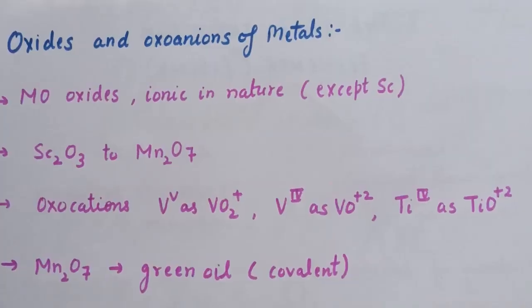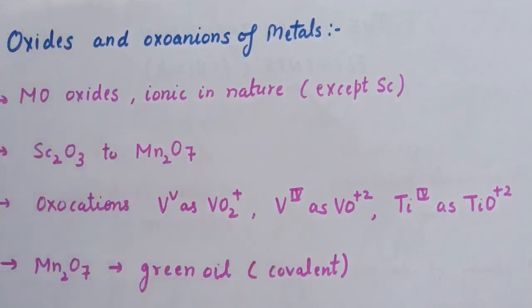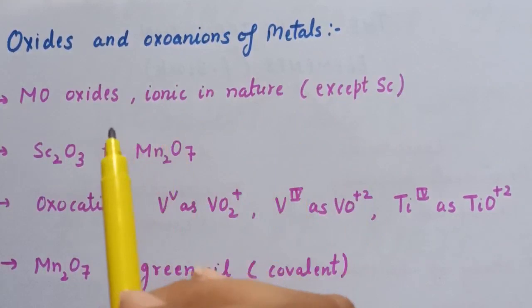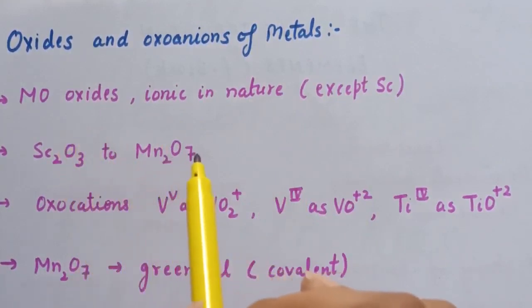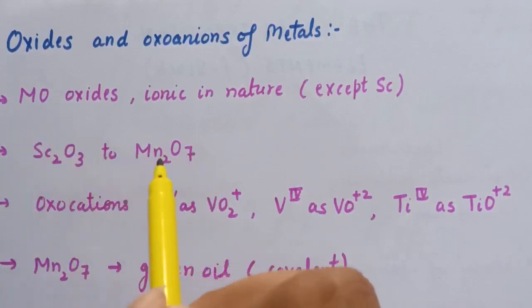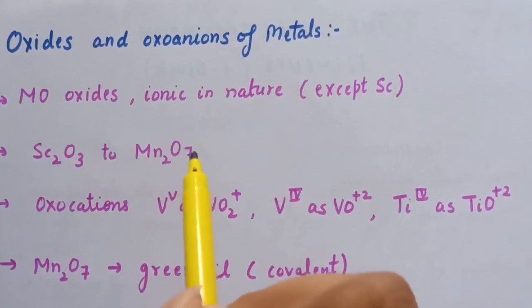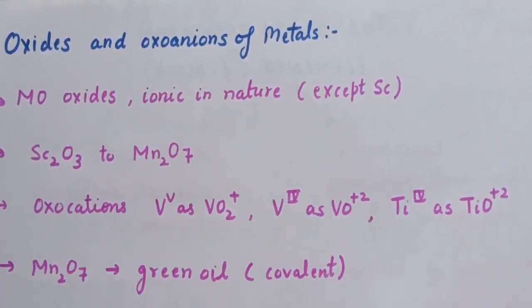Next topic is oxides and oxoanions of metals. Oxides are generally formed by the reaction of metals with oxygen at high temperature. All the metals except scandium form MO type of oxides, and they are ionic in nature. The highest oxidation number in the oxides coincides with the group number and is attained from Sc2O3, the oxide of scandium, to Mn2O7. That is, beyond group 7 no higher oxides are formed, except in the case of iron, where Fe2O3 is formed.